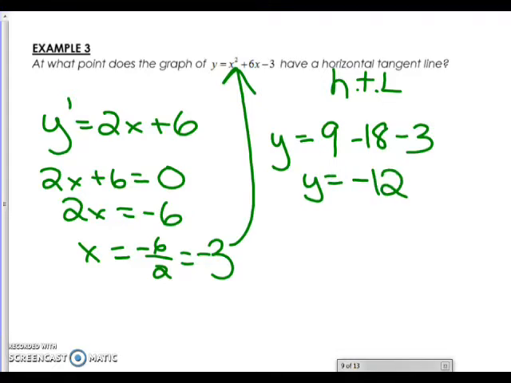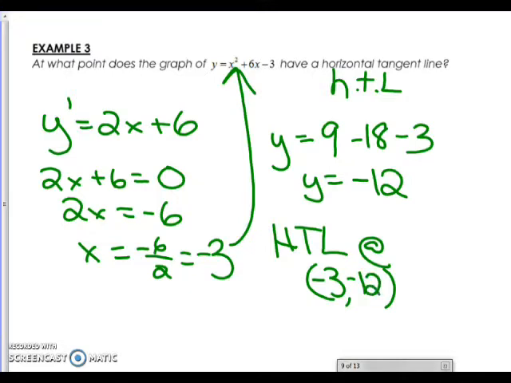So basically, if I leave it like this, did you answer the full question? At what point? So here's what I want to see. I want to see the horizontal tangent line at a point, because they asked me for a point. So I'm going to make sure I answer the full question, and I'm going to write it as a point.